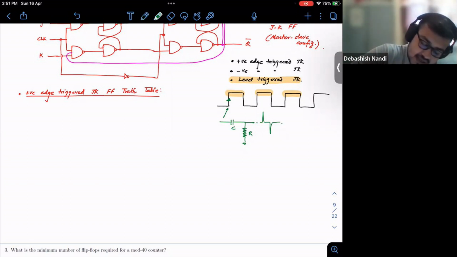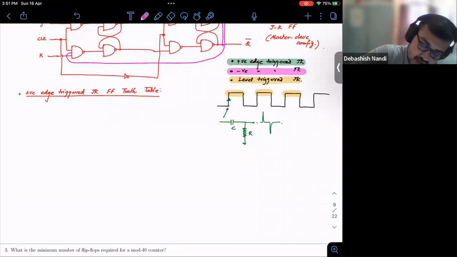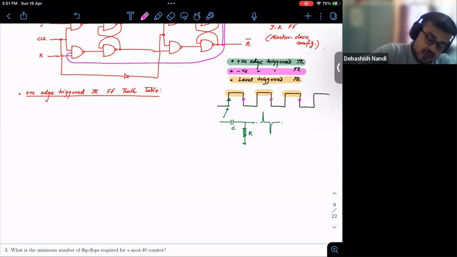So that is this case. And your negative edge triggered is whenever your sampling is done at this edge, right? High to low, this and this and this. Fine, these are your negative edges. Okay, so now we will discuss this stuff, positive edge triggered JK flip flop truth table.